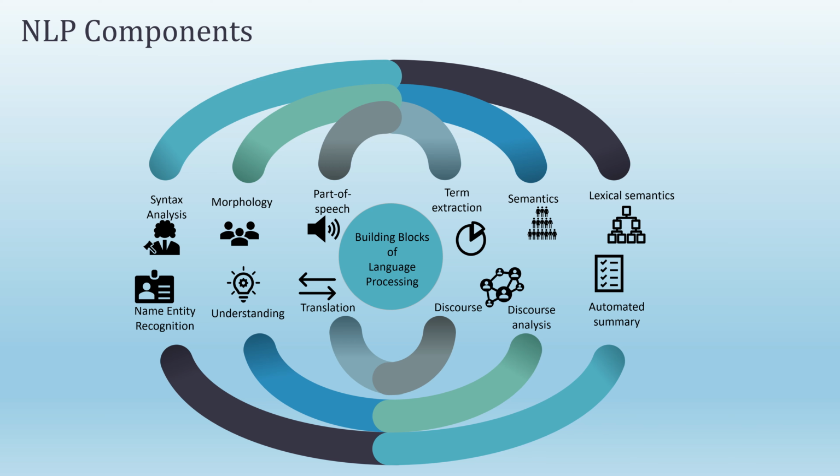There are several components in natural language processing that have been listed here. Syntax analysis involves analyzing the structure and format of a sentence and identifying the purpose of the words. Morphology involves understanding the structure of the words and their pronunciation. Part of speech tagging involves the grammatical groups, identifying the subject, verbs in a sentence. Then we have term extraction, where you identify the key words in a sentence to get the meaning properly.